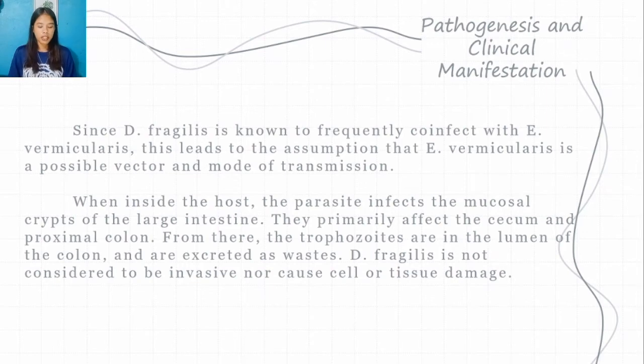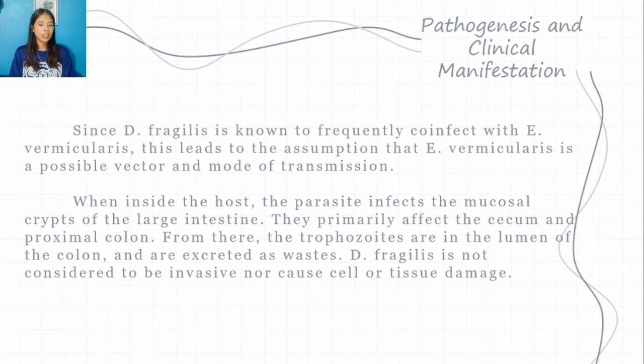Pathogenesis and clinical manifestation. Since D. fragilis is known to frequently co-infect with E. vermicularis, this leads to the assumption that E. vermicularis is a possible vector and mode of transmission. When inside the host, the parasite infects the mucosal crypts of the large intestines. They primarily affect the cecum and proximal colon. From there, the trophozoites are in the lumen of the colon and are excreted as waste.